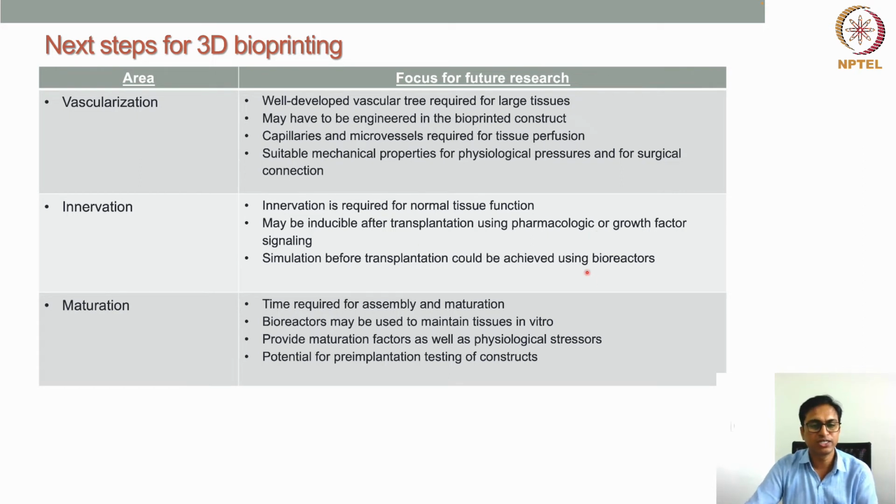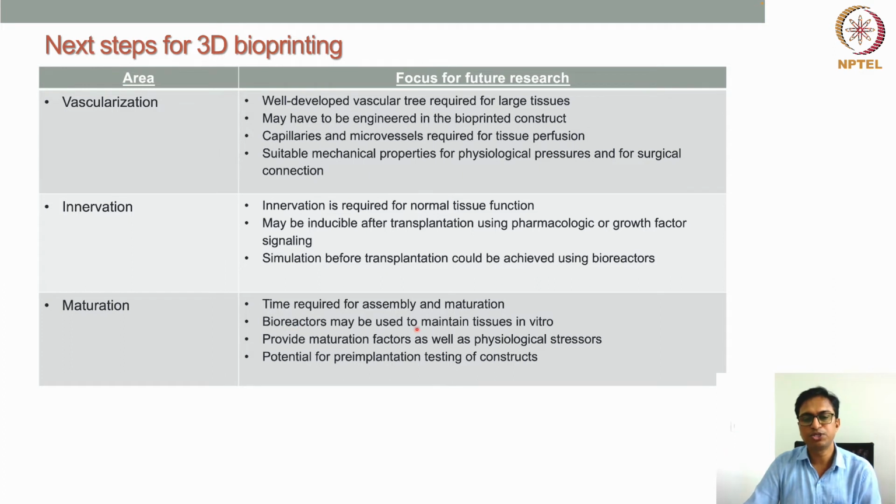But for that, time is required for assembly and maturation. That is very important. We need to understand the processes of assembly and maturation of the particular tissue, and if we can reproduce them, that is good. In certain cases, bioreactors or some dynamic culture conditions are required for maturation of the tissue. That is very much required.